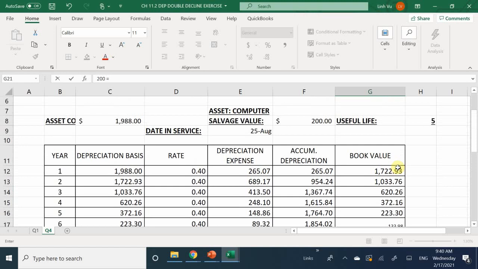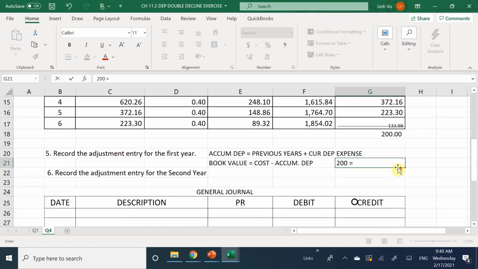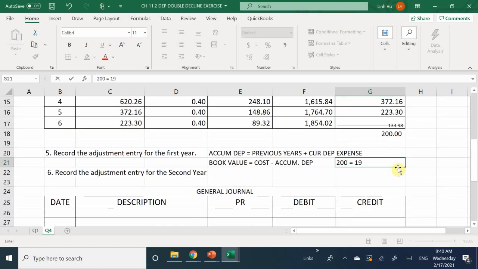What's my cost of the asset? It was 1988. Okay. And so my variable I need to solve here, I'm going to call it A. If I know this concept right here, that 1988 minus blank equals 200. So how do I solve for that A?